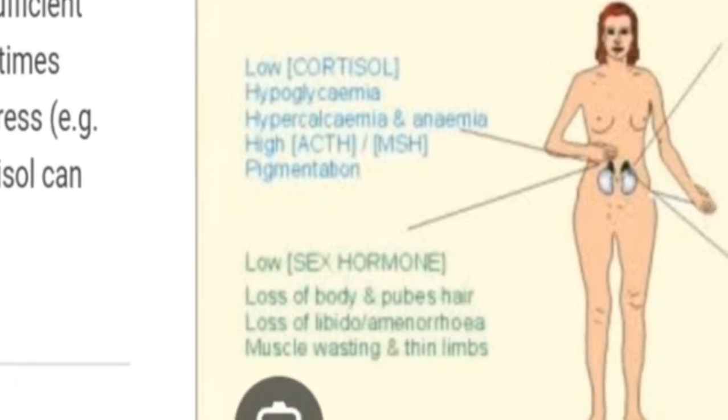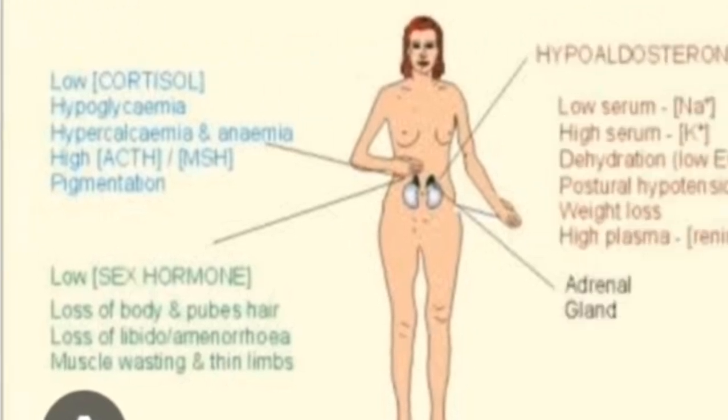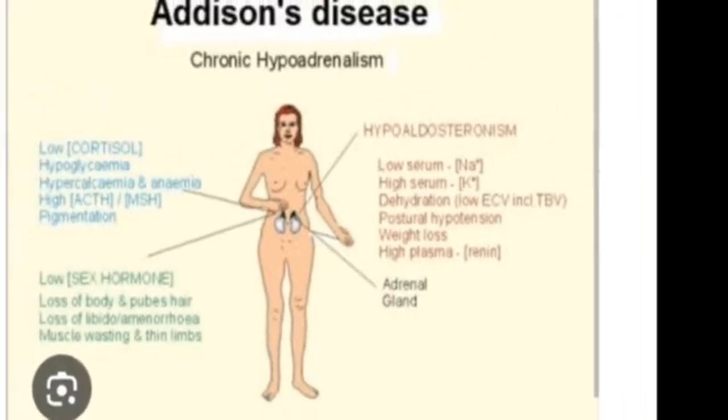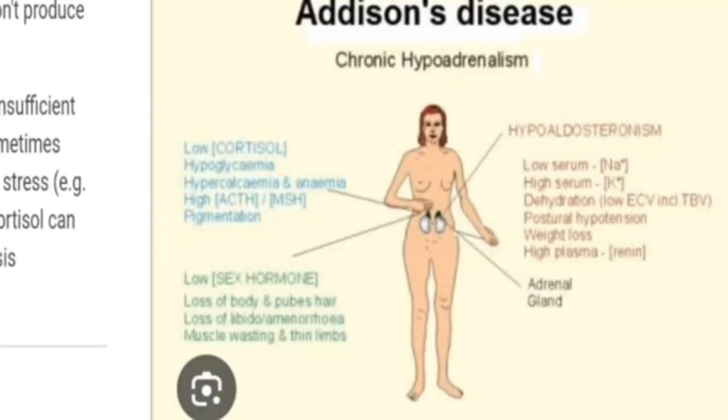Then you see low sex hormone, loss of body and pubic hair, loss of libido, amenorrhea in female, muscle wasting, and thin limbs. Okay. Also, you see there could be hypoaldosteronism. There will be low serum sodium, high serum potassium, dehydration, postural hypotension, weight loss, high plasma renin. So when there is adrenal insufficiency, that is low level of adrenal gland producing low level of cortisol, then all these symptoms will be seen, and that is symptoms of Addison's disease.